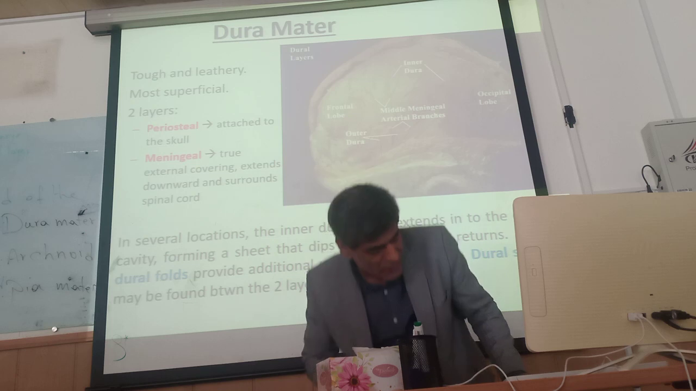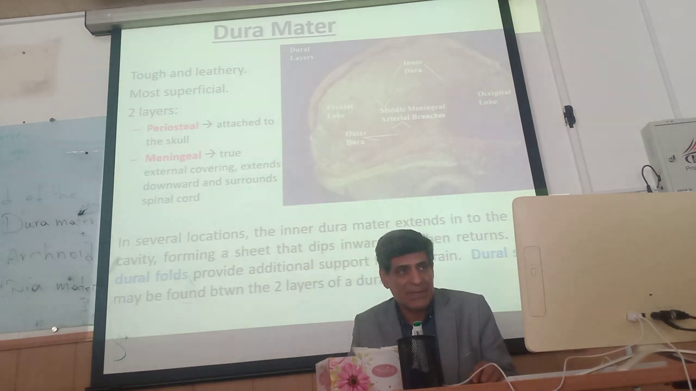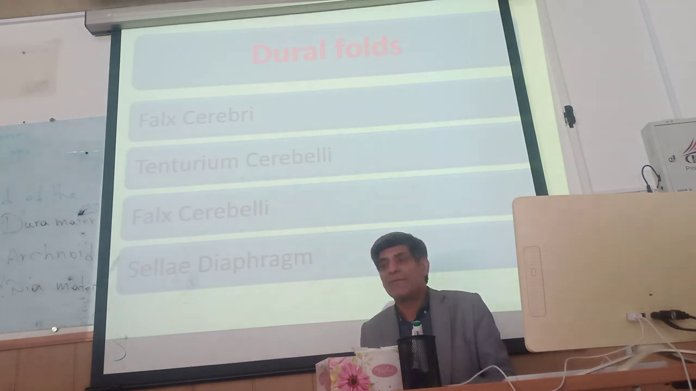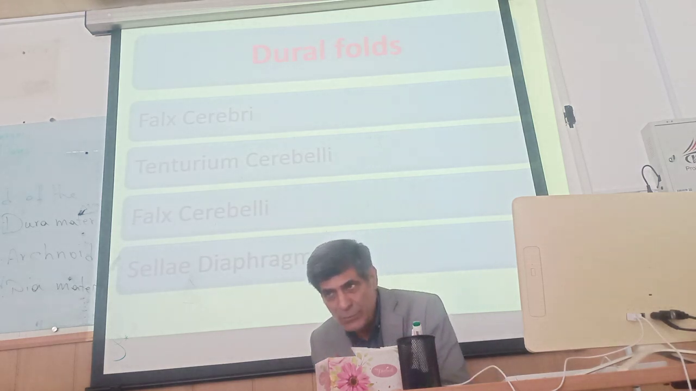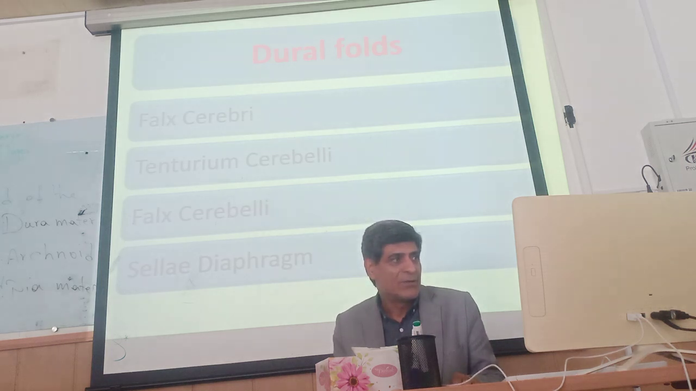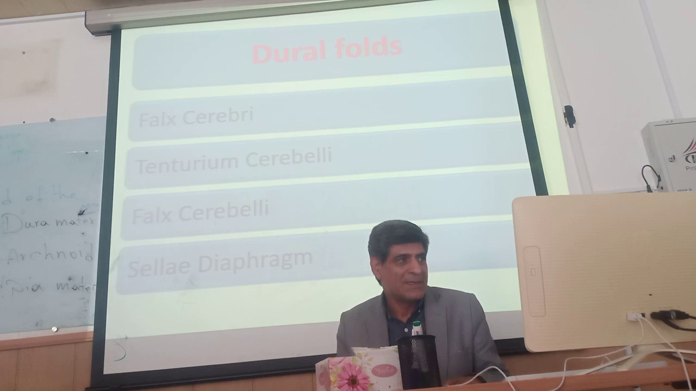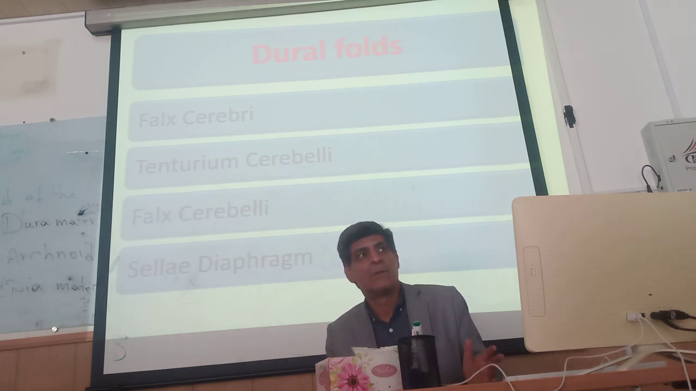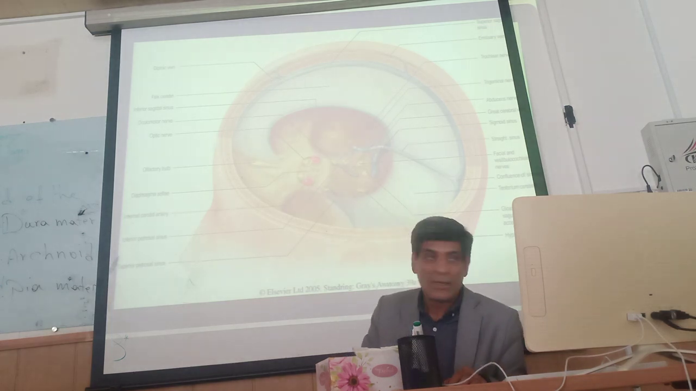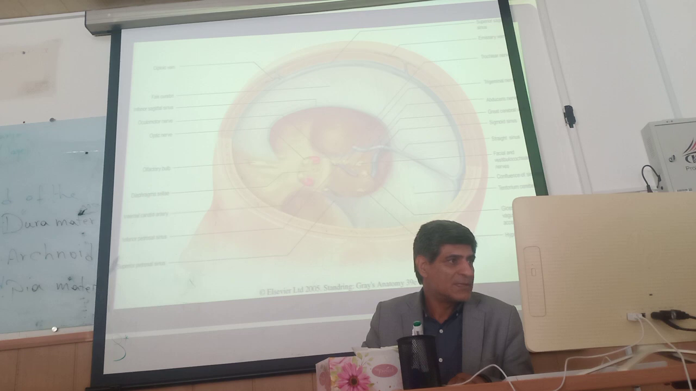The dura folds are: falx cerebri, tentorium cerebelli, falx cerebelli, and diaphragma sellae. Which of these structures is not a dura fold? Falx cerebri, tentorium cerebelli, falx cerebelli, diaphragma sellae are dura folds. Sella hypophyseal is not. This is a falx.